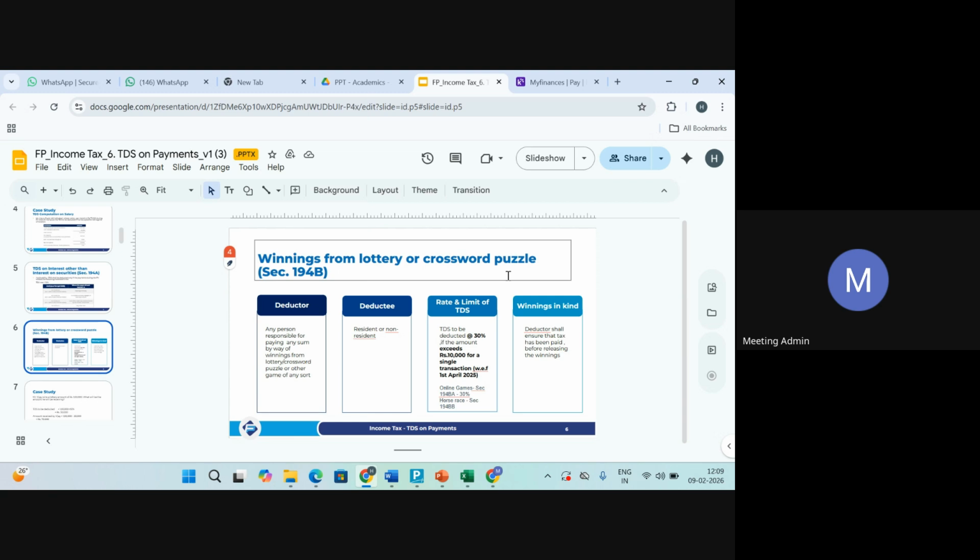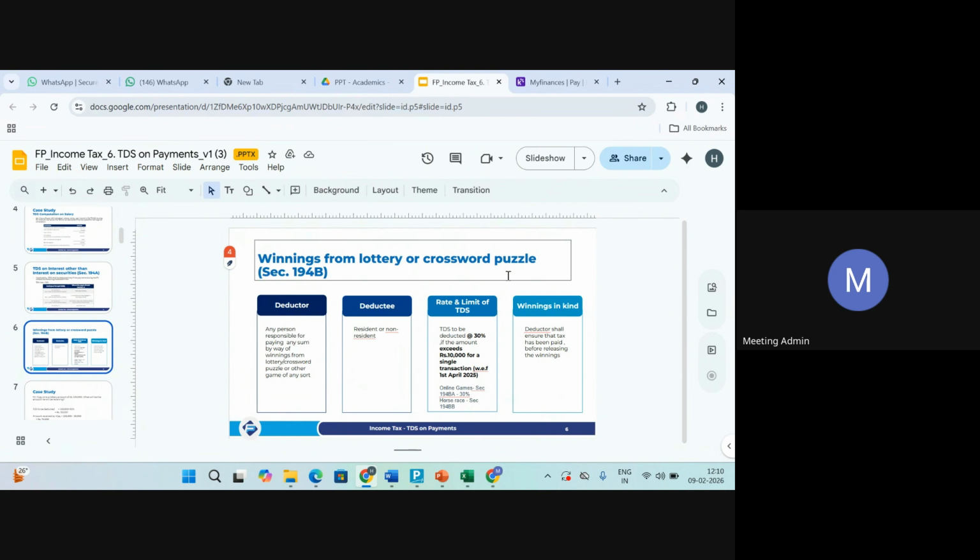Who will be the deductor? Deductor means one who is going to deduct. It can be an individual or a Hindu undivided family, a company, a firm, whatever it may be. The person who is going to deduct from your total amount. Just take it as an example.